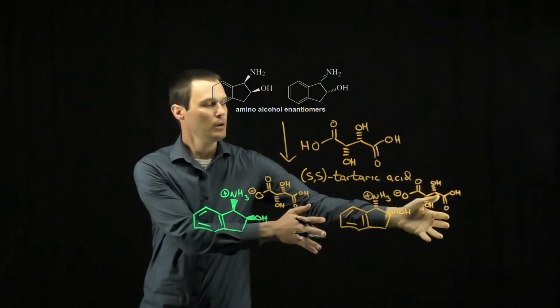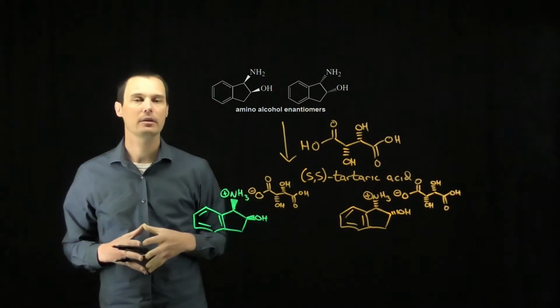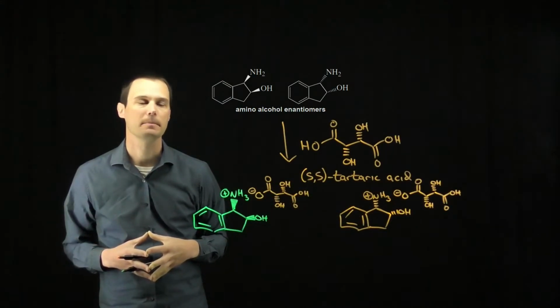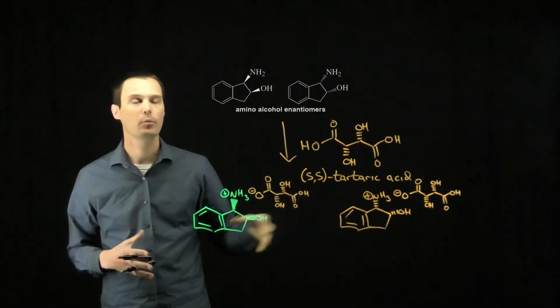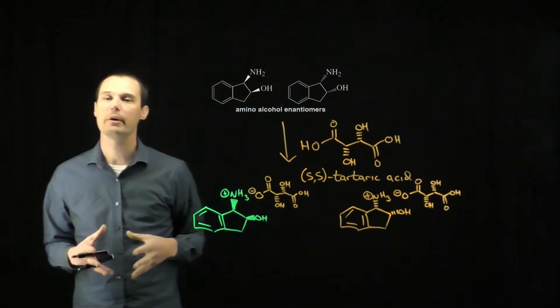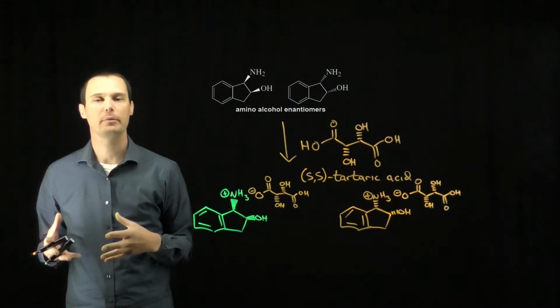These two acid-base pairs being diastereomers mean that they now have different physical properties. They would have different melting points, they would have different boiling points, they would crystallize differently. We can now separate these two diastereomeric pairs based on their physical properties.